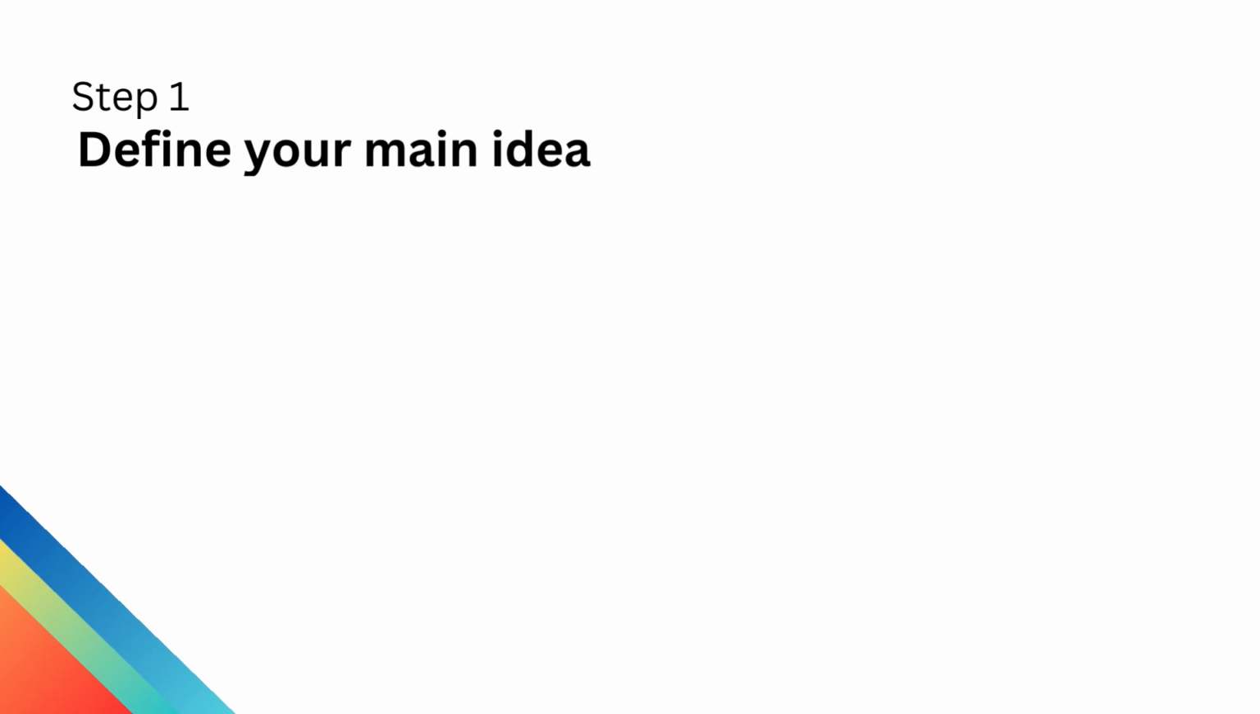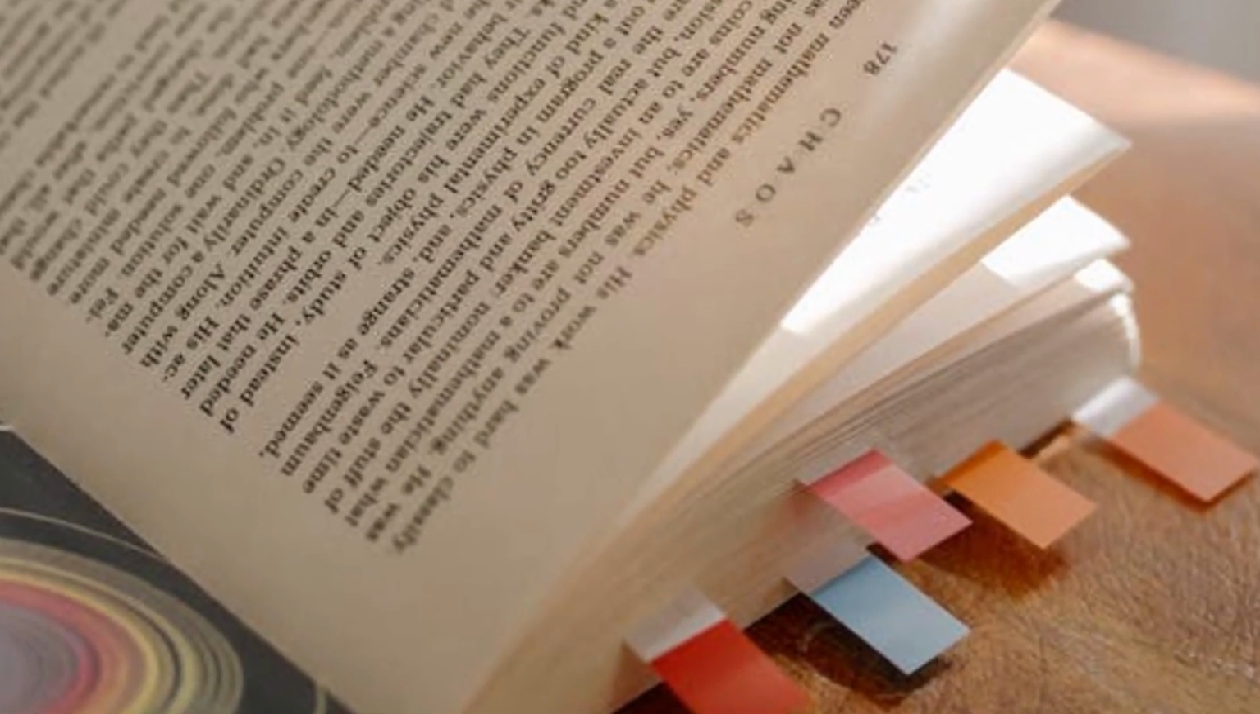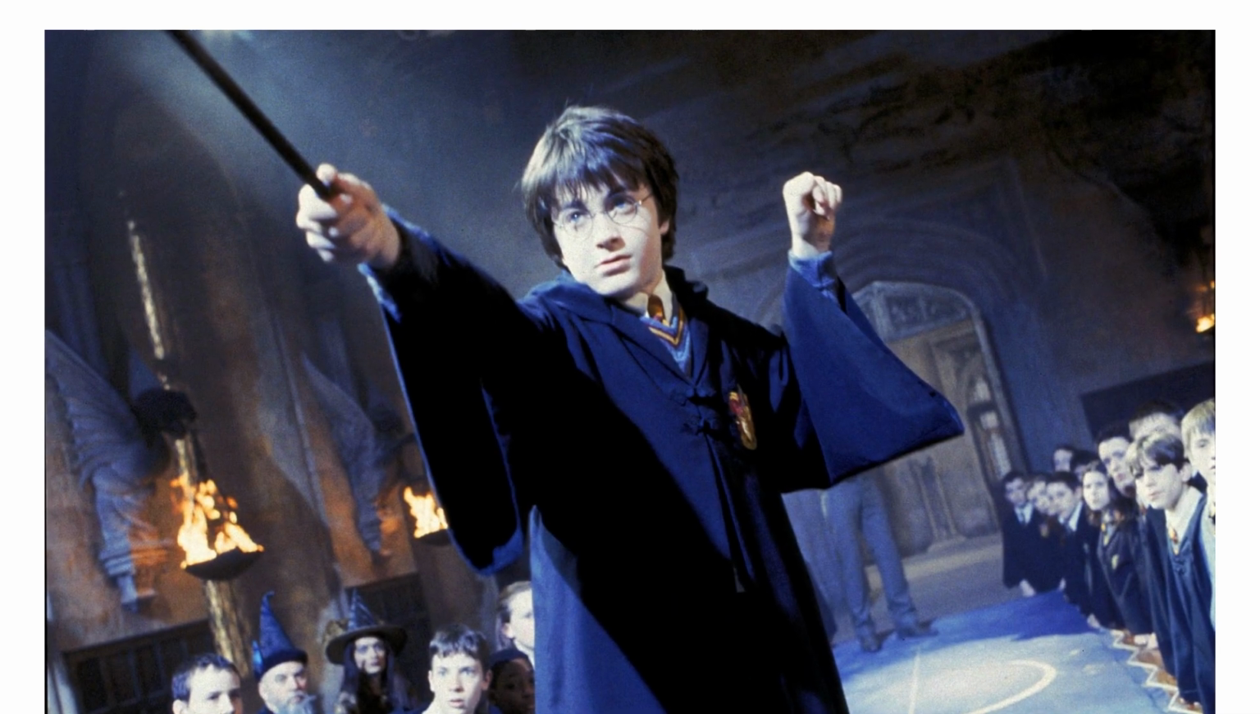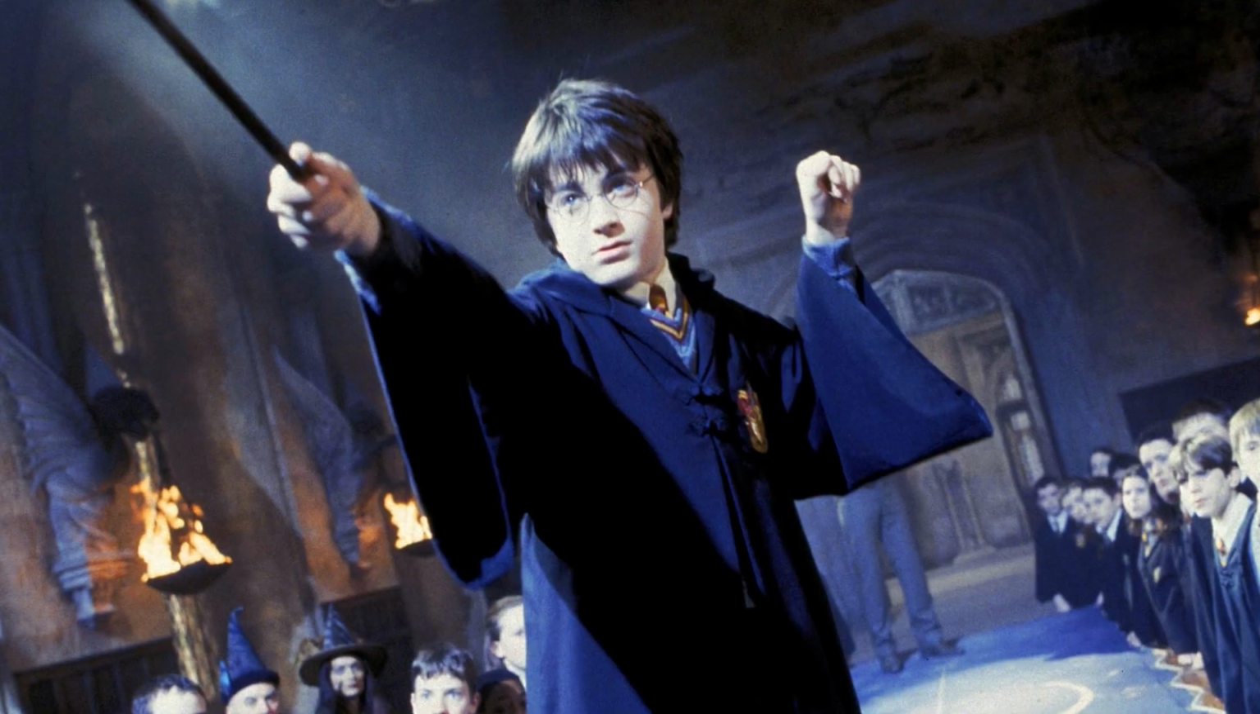Step 1. Define your main idea. Every great novel starts with a central concept. This is your foundation, your seed from which your entire plot will grow. Whether it's an intriguing question, a unique scenario, or a complex character, make sure it's something that ignites your passion. For example, J.K. Rowling's Harry Potter series was born from the idea of a young boy discovering he's a wizard.